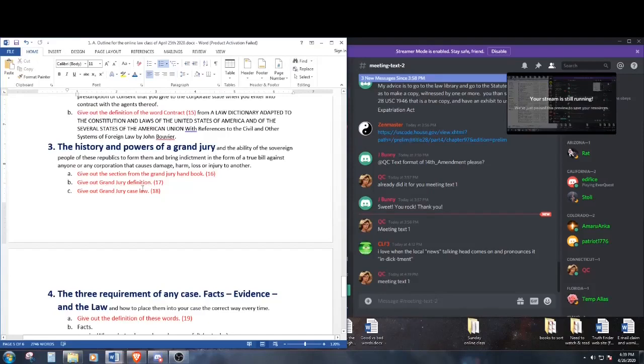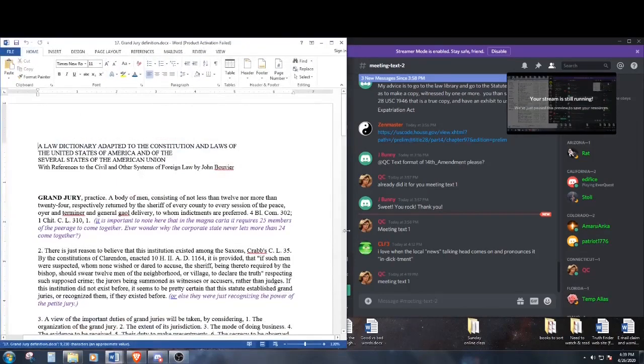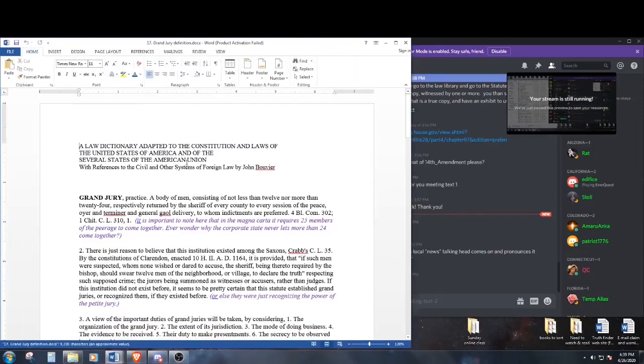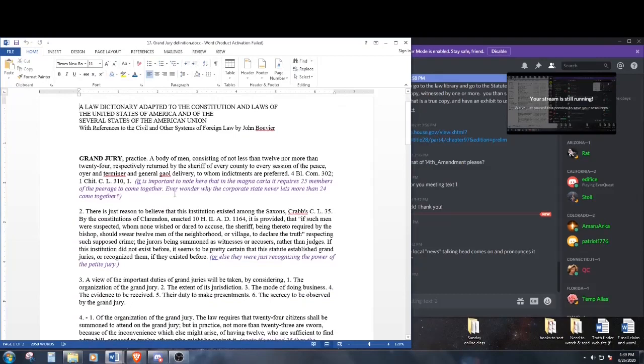The definition, we can open up the definition now. 17, this is again from Bouvier's, and I'll cover up the definition here of grand jury. A grand jury, in practice, is a body of men consisting of not less than 12 and no more than 24, respectively returned by the sheriff of every county to every session of the peace, or oyer and terminer and general jail delivery, to whom indictments are preferred. That's Blackstone's Commentaries. That's why it's written so funny.